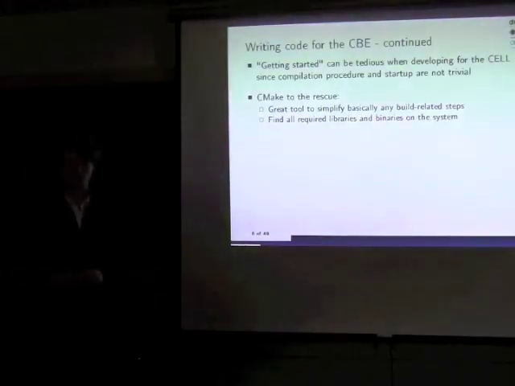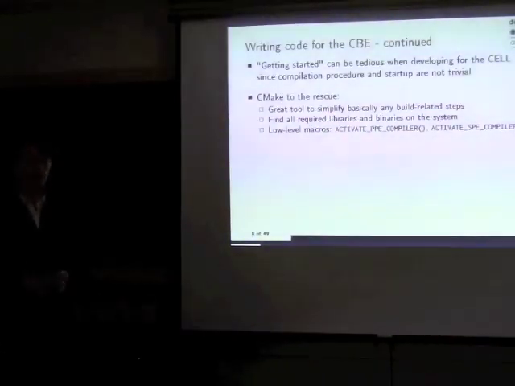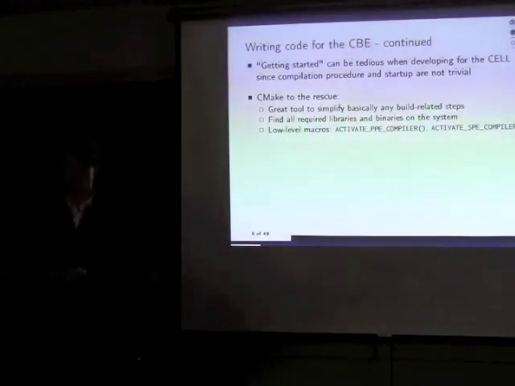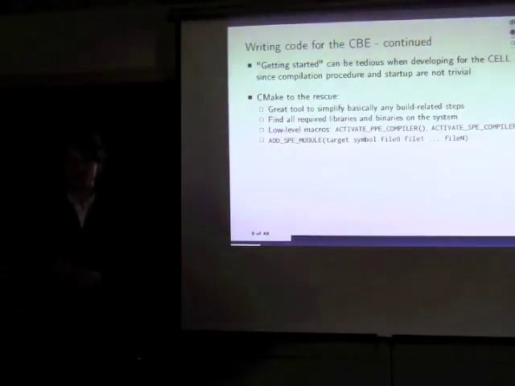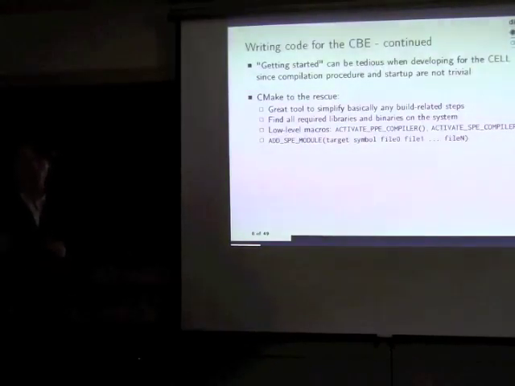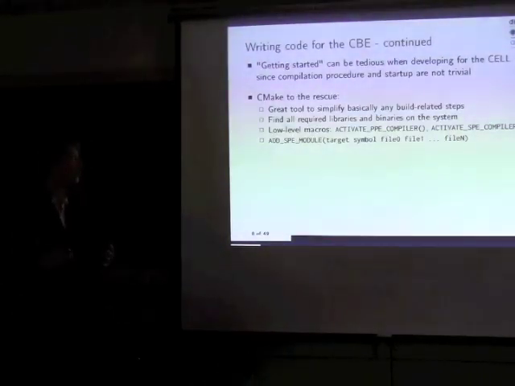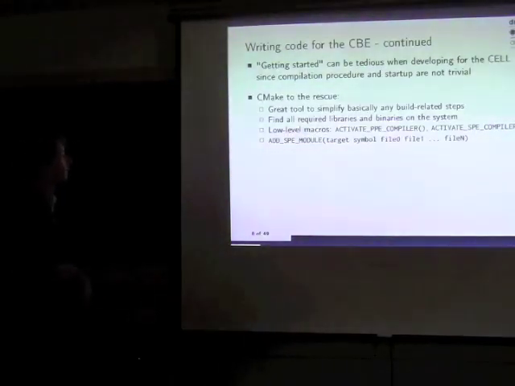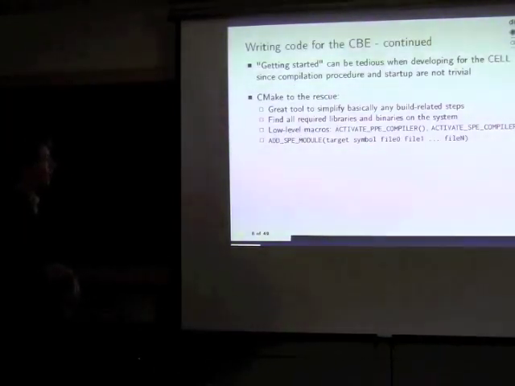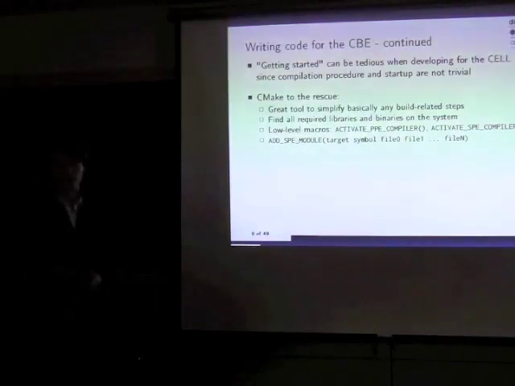First, of course, it allows you to find all the libraries and binaries you need on the system, and then we wrote some low-level macros to activate just the PPU and the SPU compilers, and for the user of our library, we ship a CMake macro that allows you to just define code that you would want to run on the SPU. You say, okay, my code is in file 0 to whatever, file n, and you say, I want this code to export a symbol, and I want to link the library that is generated from these files to this CMake target, and you're done, basically.